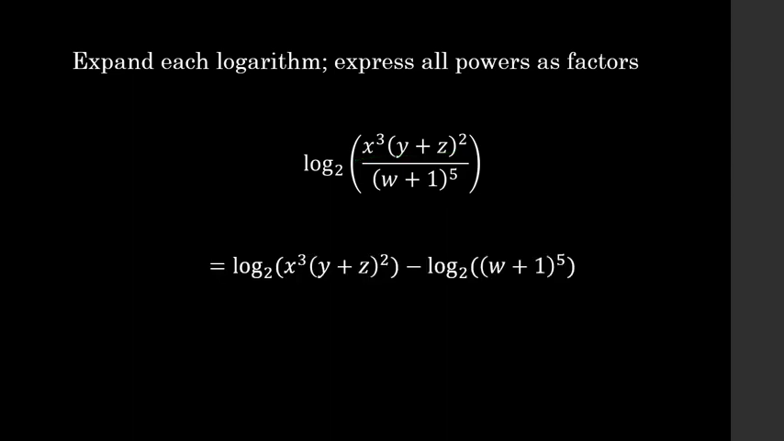So when you do that, the use of quotient property says that this right here is equal to this line right here. Log base 2 of x cubed times the quantity y plus z squared minus log base 2 of the quantity w plus 1 raised to the 5th power. So that's the only quotient we had here. There's no other fractions happening, so we're done with our quotient property.